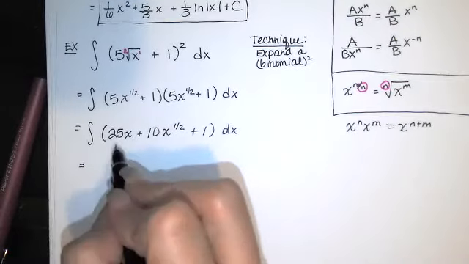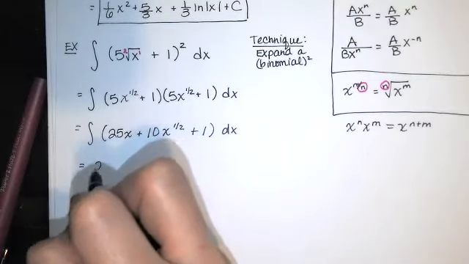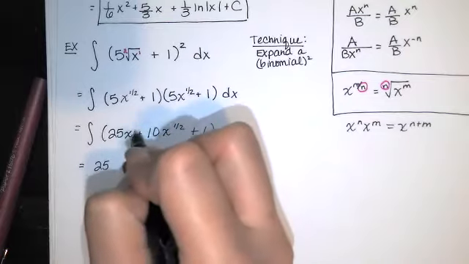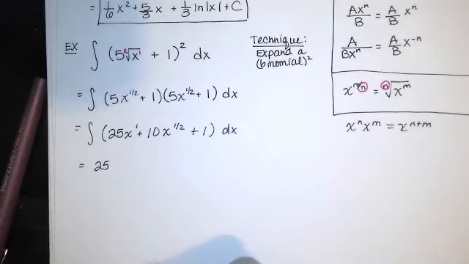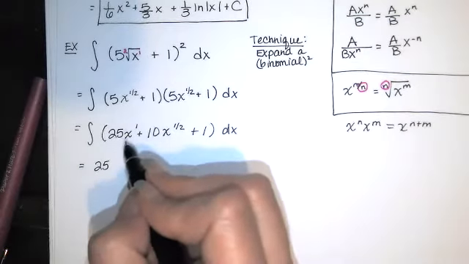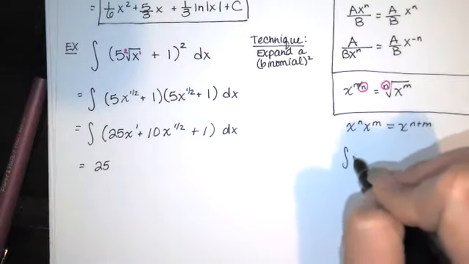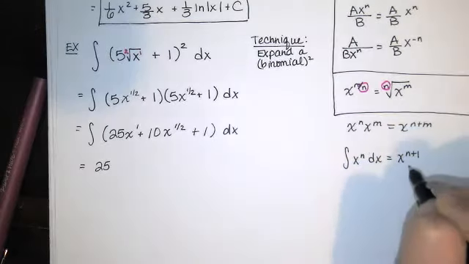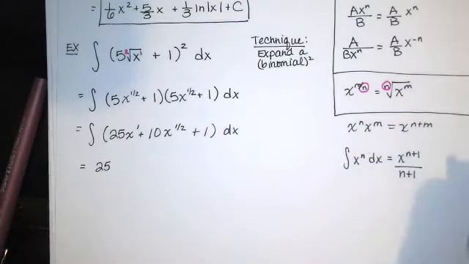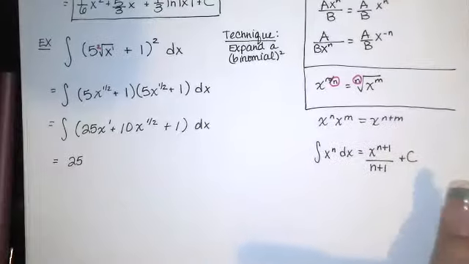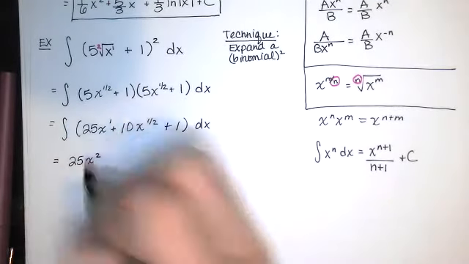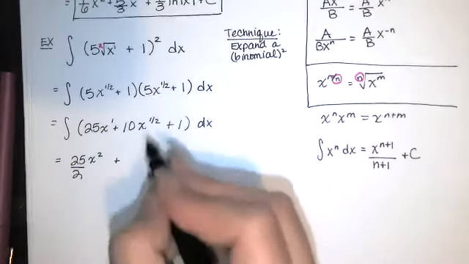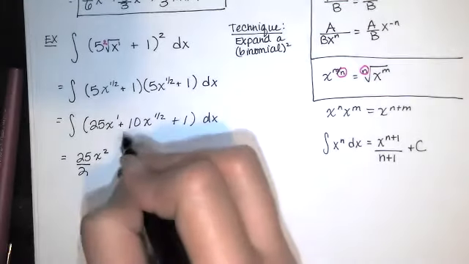The antiderivative of, well, first I'll bring my constant down, of this constant times x is that constant times the antiderivative of x. And then this requires a power rule. Here's my power rule for antiderivatives. We add 1 to the exponent and divide by the new exponent. Don't forget to add c. So I add 1 to the exponent, I divide by the new exponent. We'll have a c later after we take care of the other 2 terms.